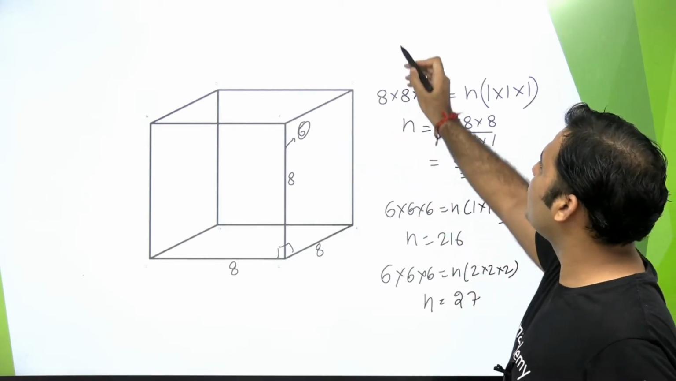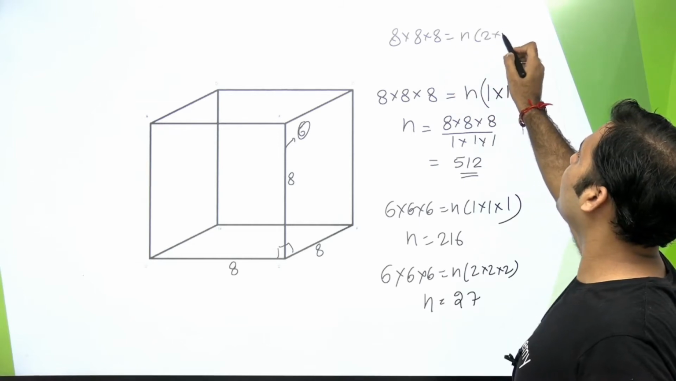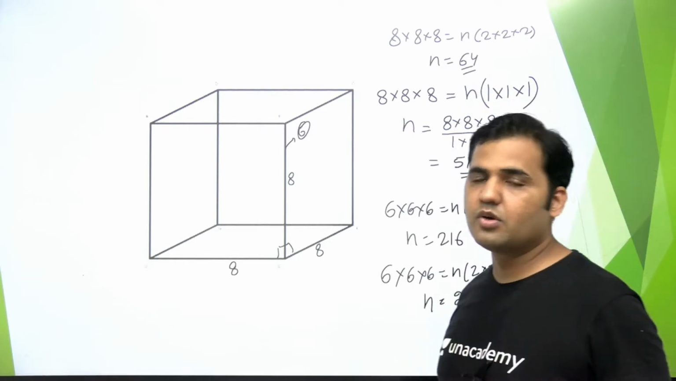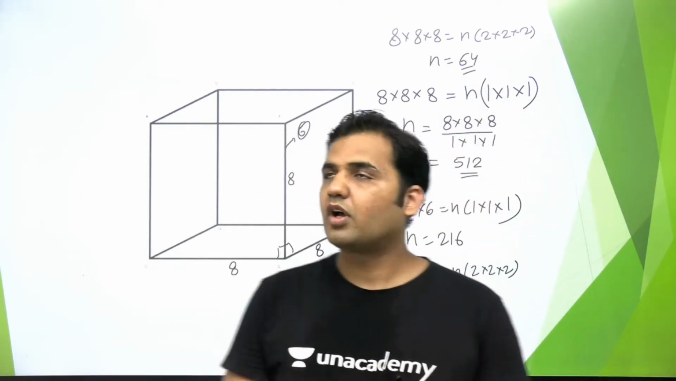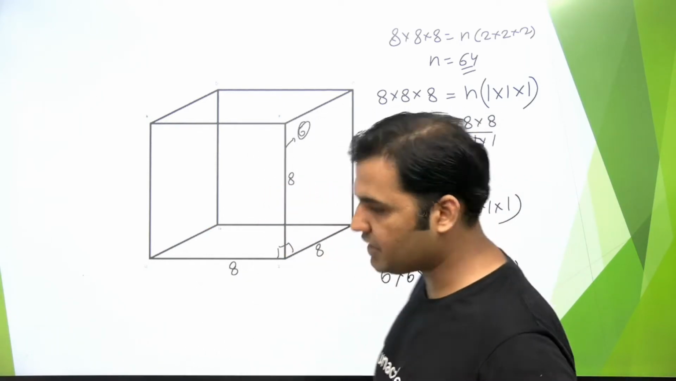And if from 8 centimeter I took out cubes of 2-2 centimeter length, then in that case n will be 64. So all you have to do is equate the total volume of the complete cube with the volume of the smaller cubes. This is the first basic concept.